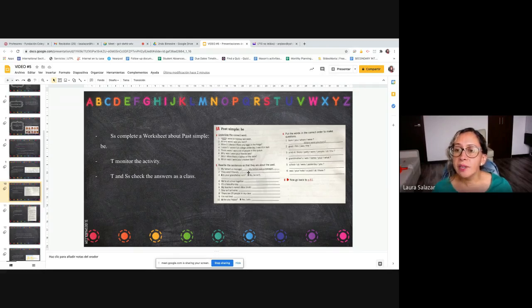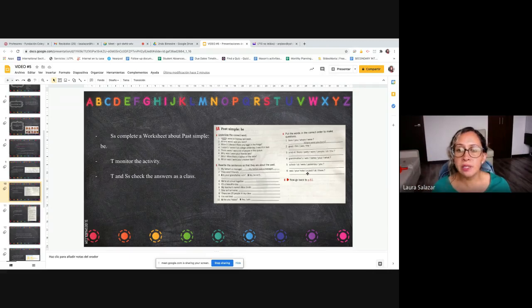In the third part, they need to put the words in the correct order to make questions. So they need to make questions. They only have words and they need to put them in the correct order to form questions. So for example, the first one, they have "born, you were where." Where were you born? And they need to put the question mark at the end.